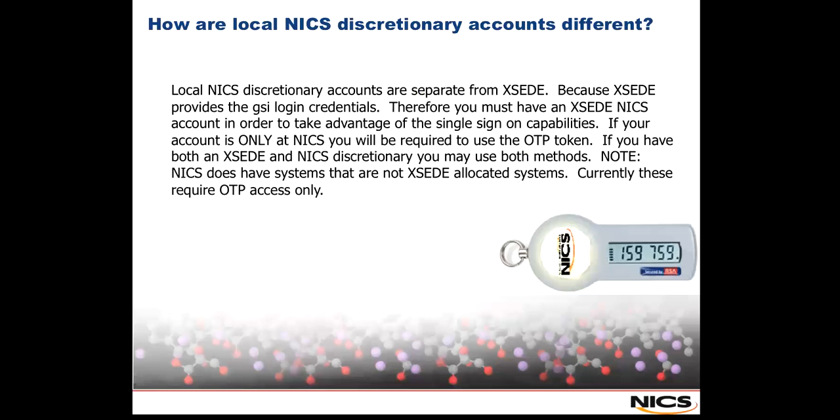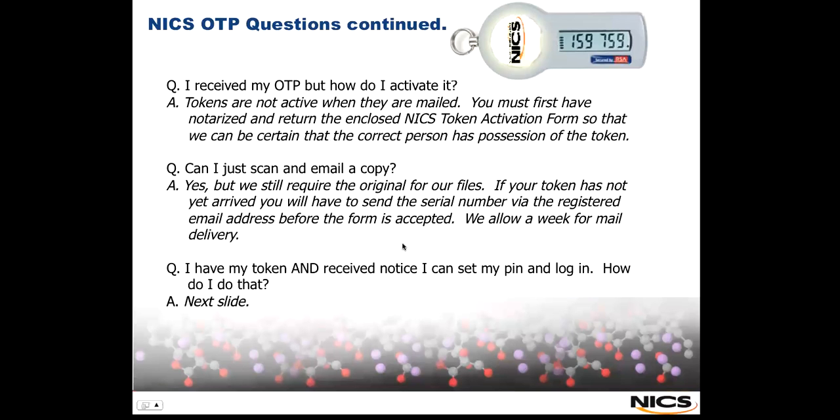And this is what the tokens look like. Okay, so as we covered before, you have to request a token and return your form. But how do you activate it? Okay, tokens are sent out disabled, and you have to return the notarized form before it's enabled. Now, can I just scan the form and send it to you?